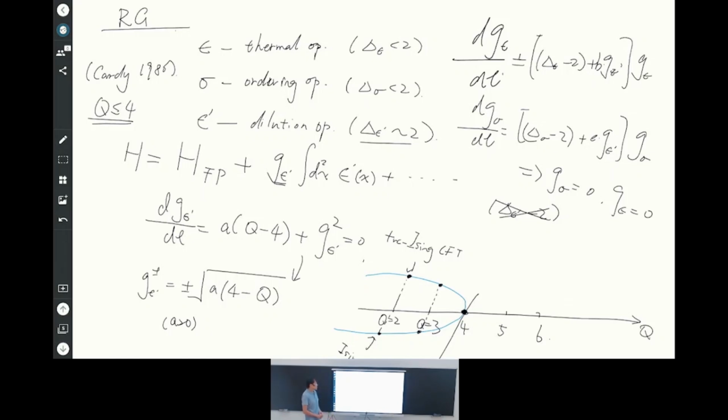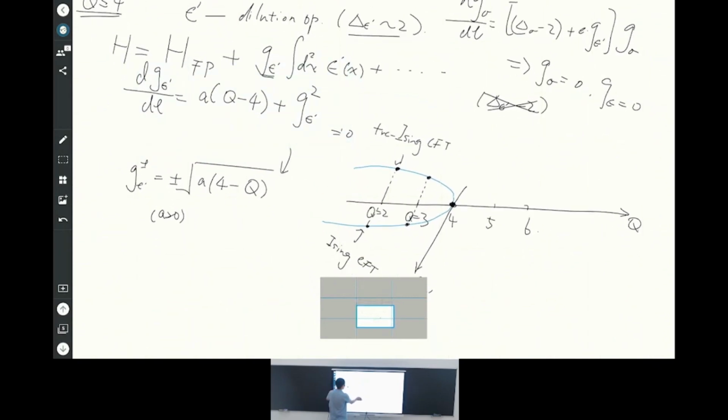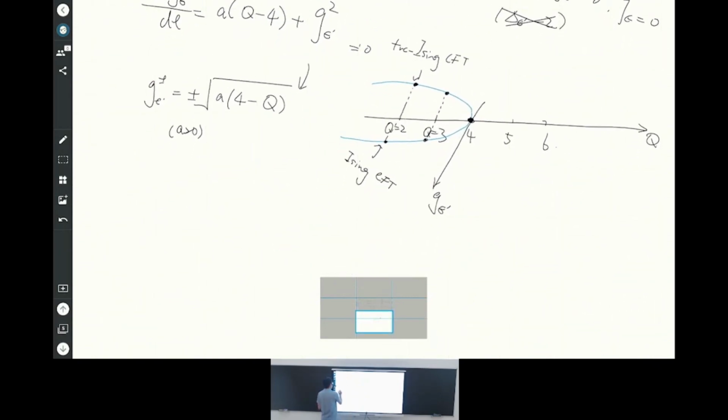Okay, so this is the case for the continuous phase transition. The next thing I want to study and discuss is the case where Q is larger than 4. This is our focus. As we mentioned previously, for this model in this case, the transition is a first order transition. It's not a continuous phase transition.